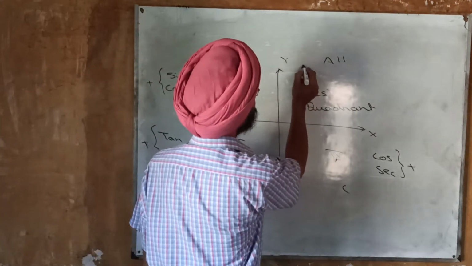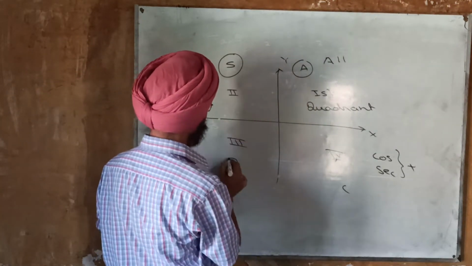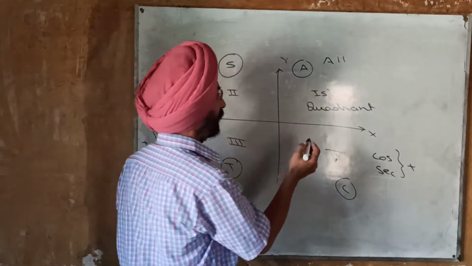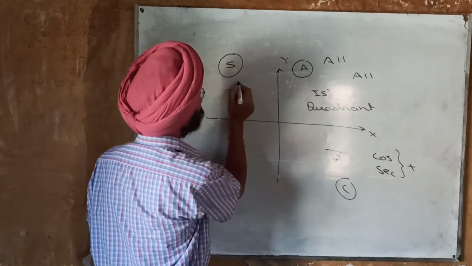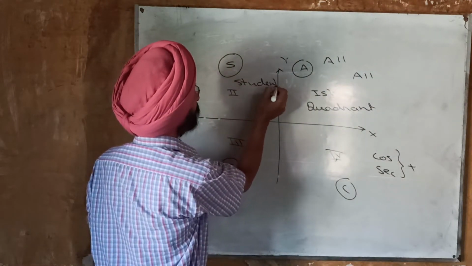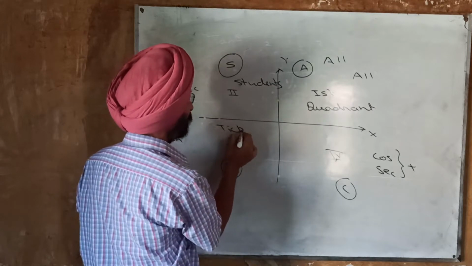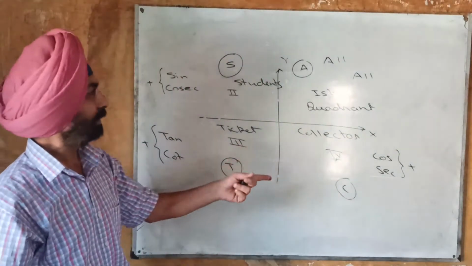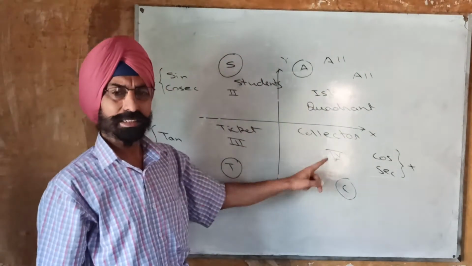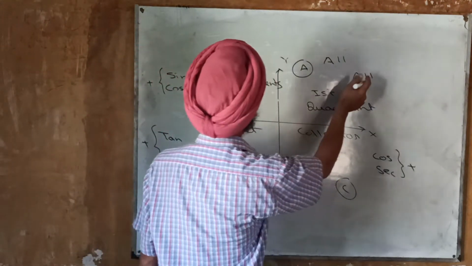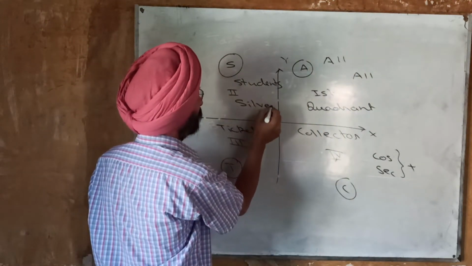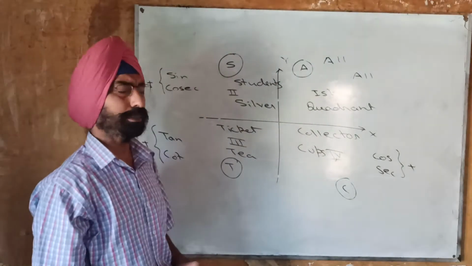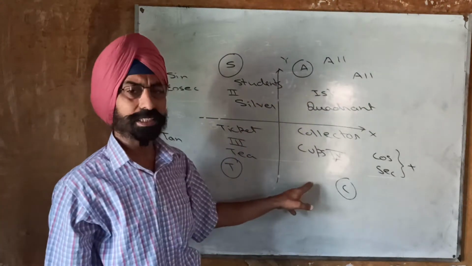Now, how to learn this ASTC? There are so many methods. Some people learn it like All Students Ticket Collector. So this is one method. You can keep it in mind. That is ASTC. Some people say All Silver Tea Cups, and All Silver Tea Cups again is ASTC. So keep it in mind.